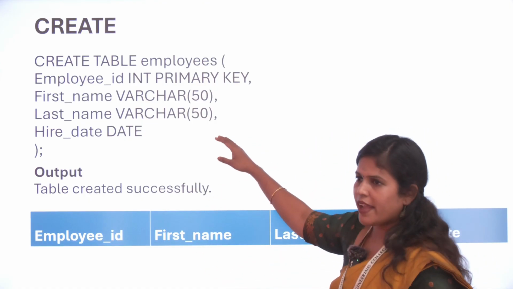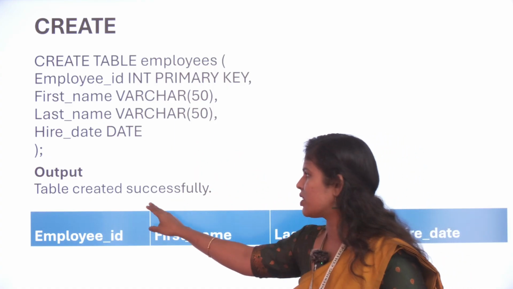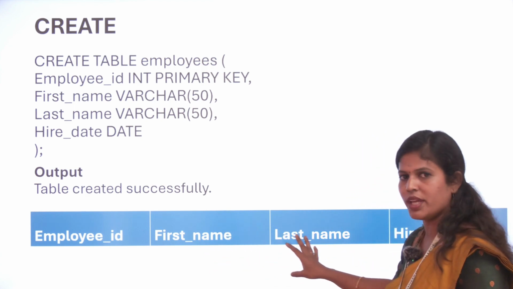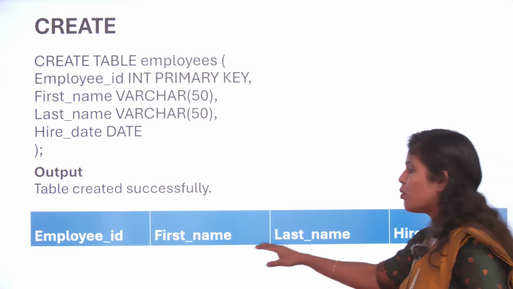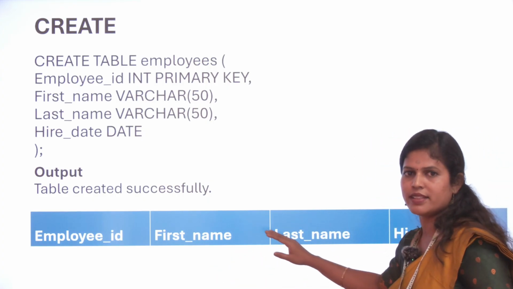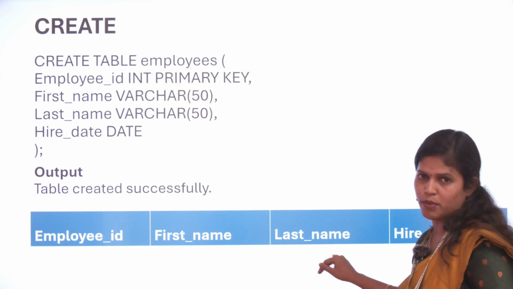Finally, after executing this in your database, you will get the message that the table was created successfully, and your output will be like this: employee ID, first name, last name and hire date. There won't be any data inside this table, so it will show you an empty table.